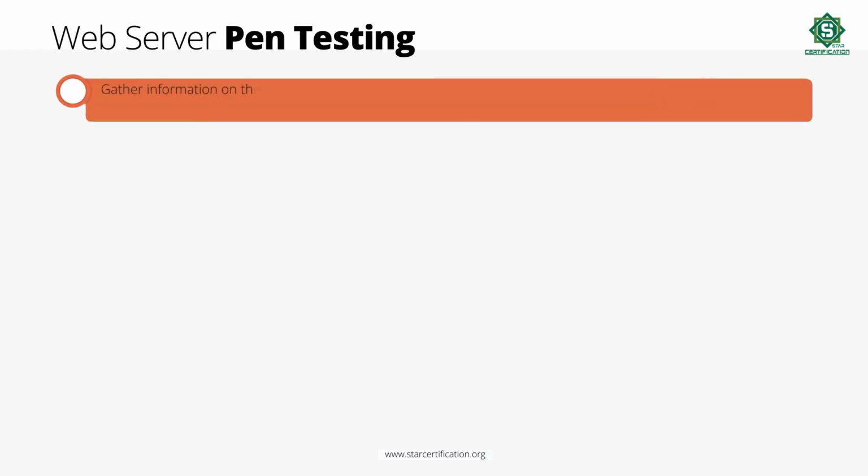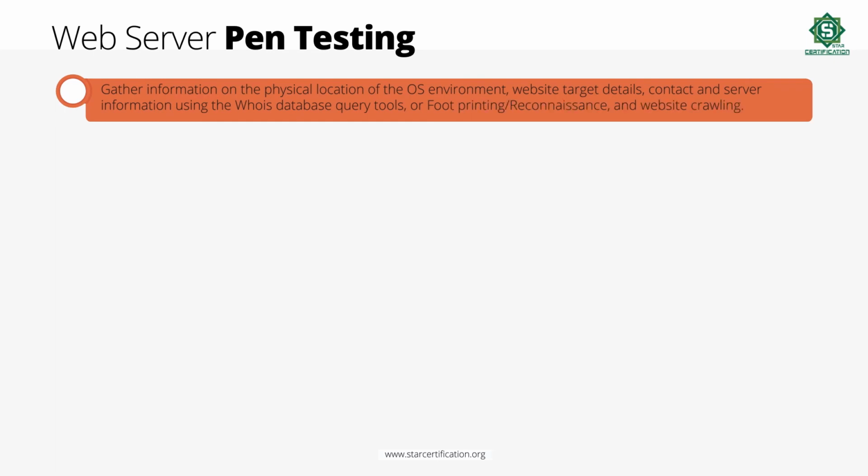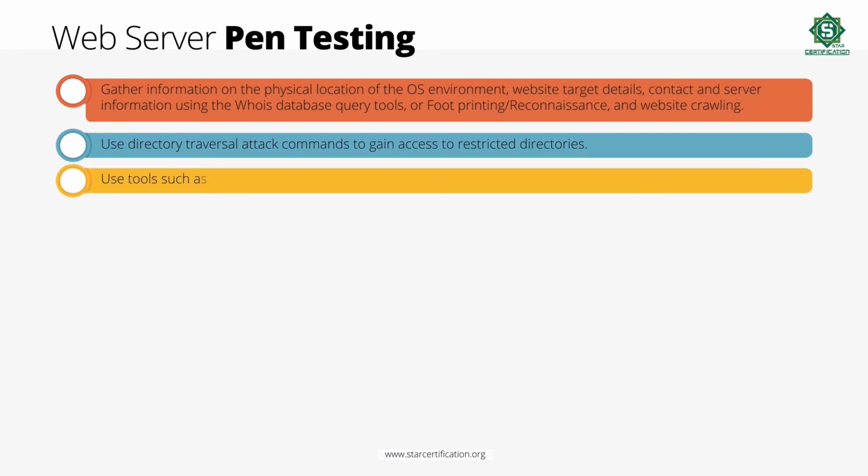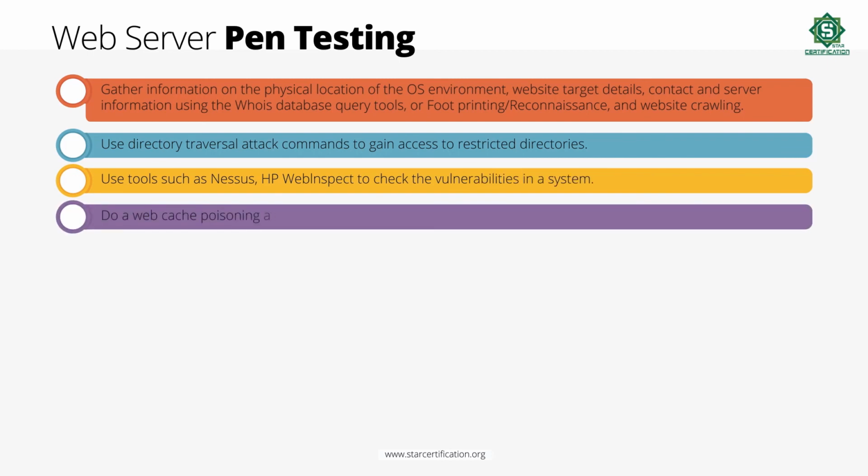Gather information on the physical location of the OS environment, website target details, contact information, and server information using the WHOIS database query tools, or footprinting, reconnaissance, and website crawling. Use directory traversal attack commands to gain access to restricted directories. Use tools such as Nessus and HP WebInspect to check the vulnerabilities in a system. Do a web cache poisoning attack by sending a specially crafted request to be stored by the cache.